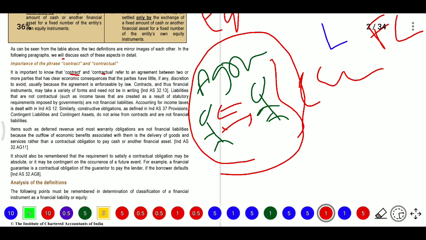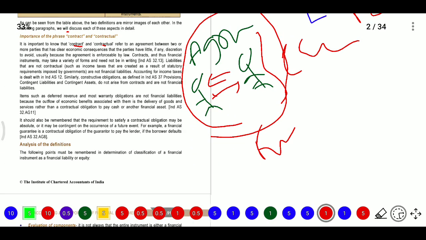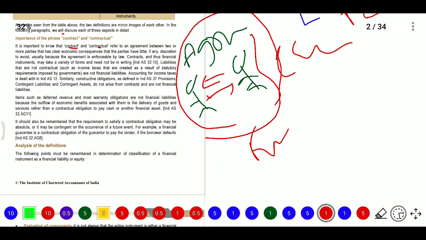And this contract or financial instrument may be in any form or format; in some cases it need not be in writing also. Now, liabilities may not be contractual. Sometimes liabilities are not contractual, for example statutory provisions such as income tax related liabilities. It is not mandatory to enter into a contract, but the liability will arise, and it is not a financial liability. Accounting for income tax dealt with in India is Ind AS 12.